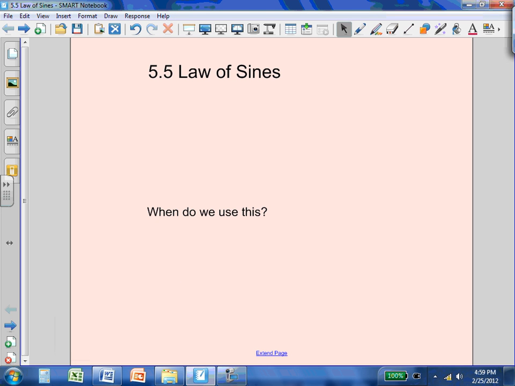This is Pre-Calc 5.5 Law of Sines, and you'll see on your paper already that the Law of Sines is printed out for you. Most of you have seen this before, but it's a proportion where we compare the side of an angle to the side opposite that angle. That ratio is always the same as another sine of another angle compared to its side length.